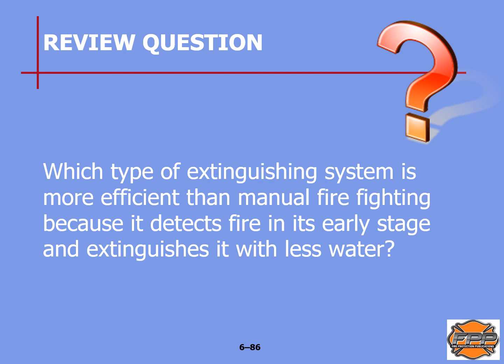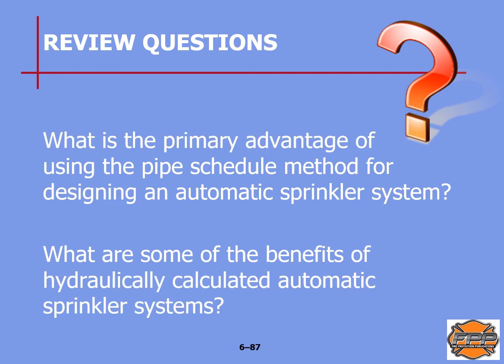Here's a review question. What type of extinguishing system is more efficient than manual firefighting because it detects fire in its early stage and extinguishes it with less water? That will be on page 109 of your text. Here's two more review questions. What is the primary advantage of using the pipe schedule method for designing an automatic sprinkler system? That will be on page 110 of your text. And next question, what are some of the benefits of hydraulically calculated automatic sprinkler systems? That will be on page 111 of your text.